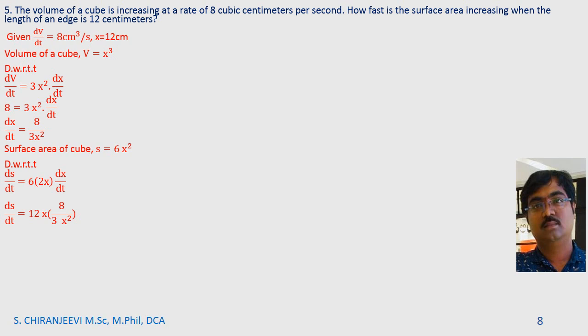So 3 fours are 12, 4 into 8 will become 32. x with x cancels. dS by dt is 32 by x. At x equal to 12, dS by dt equal to 32 by 12, which is 8 by 3 centimeter square per second.